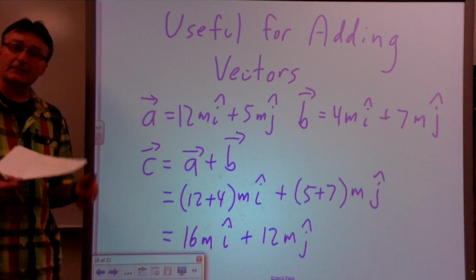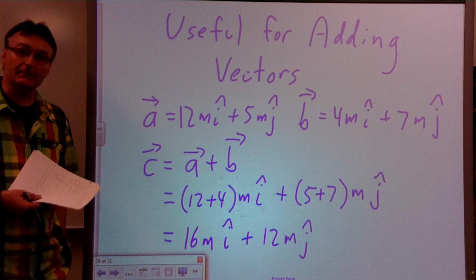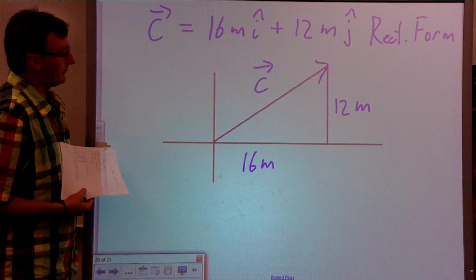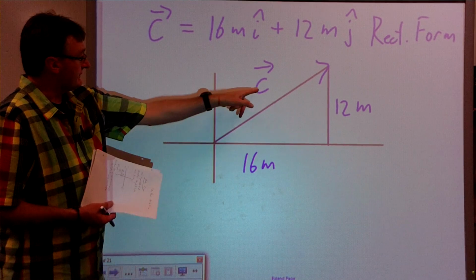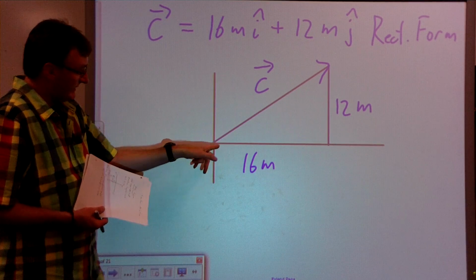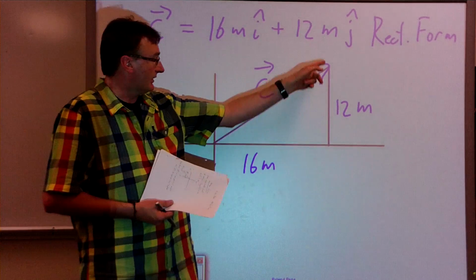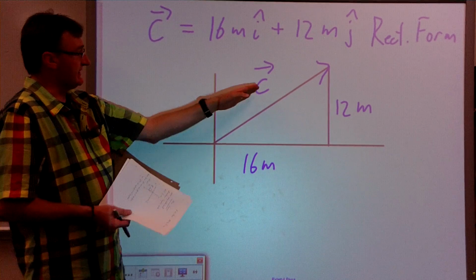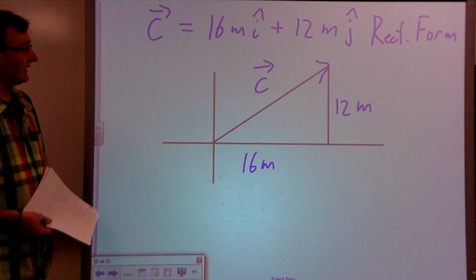So you can see it becomes a pretty simple exercise to add vectors together when you have them in rectangular form. Here's our resultant vector when we've added them together. Here's vector C, which is vector A plus vector B, and the component in the x direction was 16 meters, and the component in the y direction was 12 meters. So there it is in rectangular form.